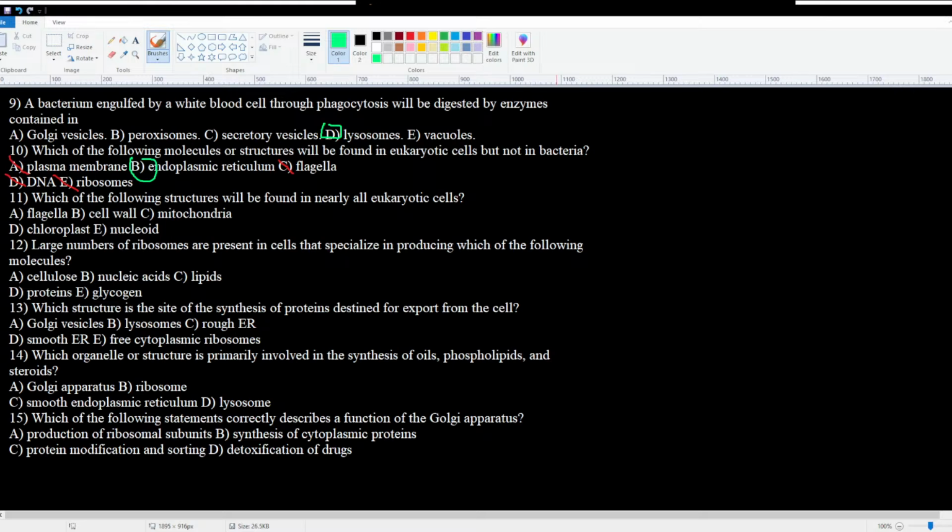Oh wait, no, never mind. I should have read the question. Okay. So, which of the following would be found in nearly all eukaryotic cells?